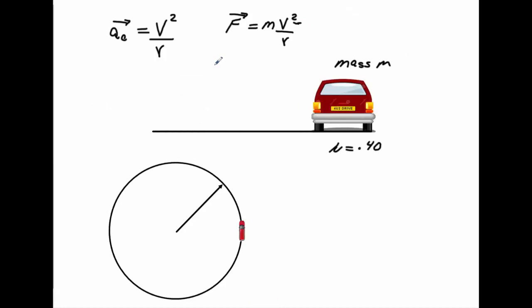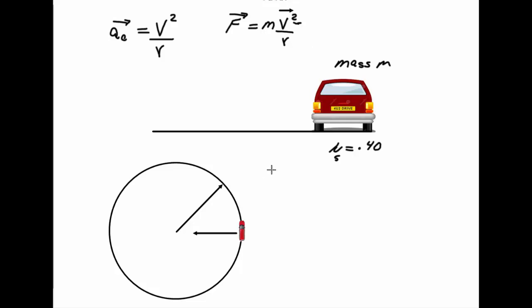Okay, in this example, I have a car of mass m, has a coefficient of static friction, I'll make that mu static of 0.40. I'm going to use these two equations. The centripetal acceleration is velocity squared divided by r. Again, that's always directed back toward the center of the arc. That'll always go this way. We'll be using this equation: force is equal to mass times velocity squared divided by r. Again, I'll make that a vector.